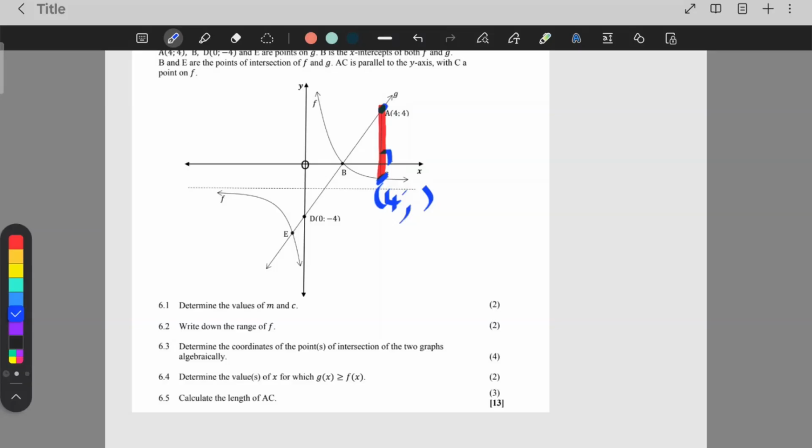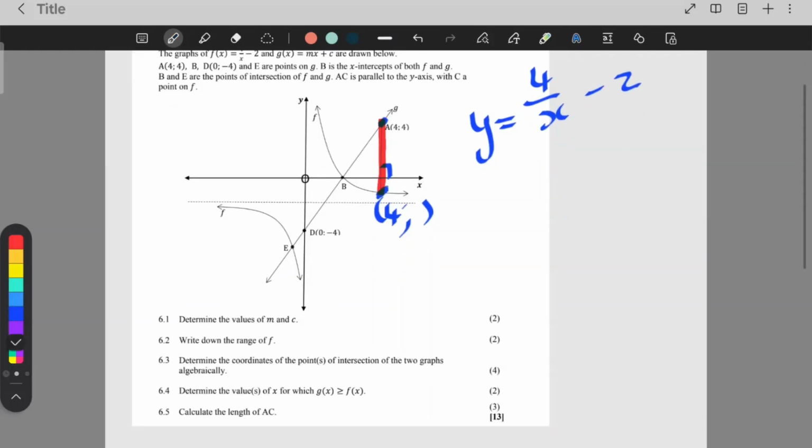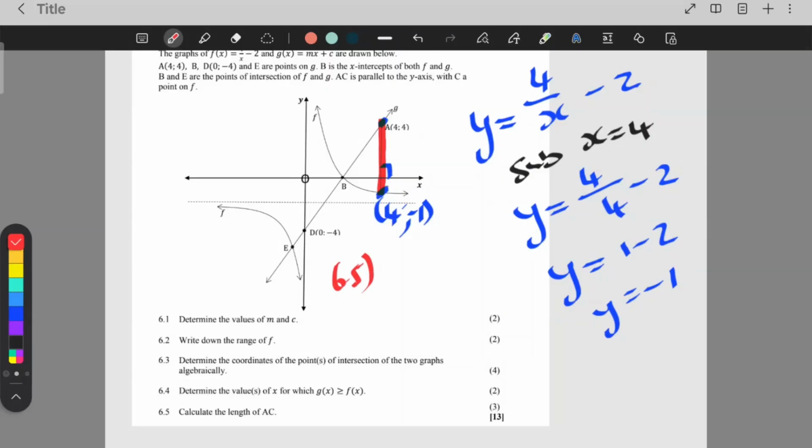Now, C is on the hyperbola. So I'm going to write the hyperbola down. What's the equation? 4 over x minus 2. And now I'm going to sub in. Let's sub in x is 4. Because we want to know what's y when x is 4. So 4 over, now x is also 4, minus 2. So this gives me 1 minus 2. So this gives me -1. So this is -1.